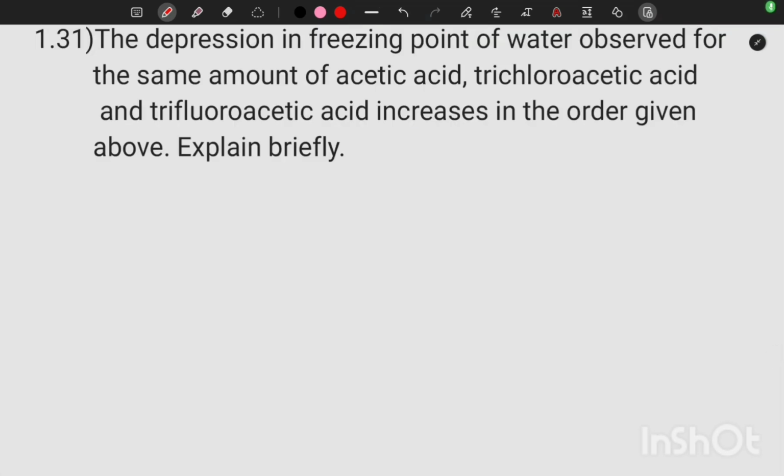The depression in freezing point of water observed for the same amount of acetic acid, trichloroacetic acid and trifluoroacetic acid increases in the order given above. Explain briefly.